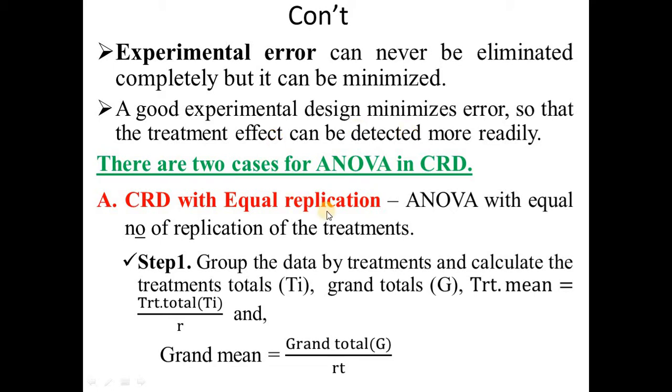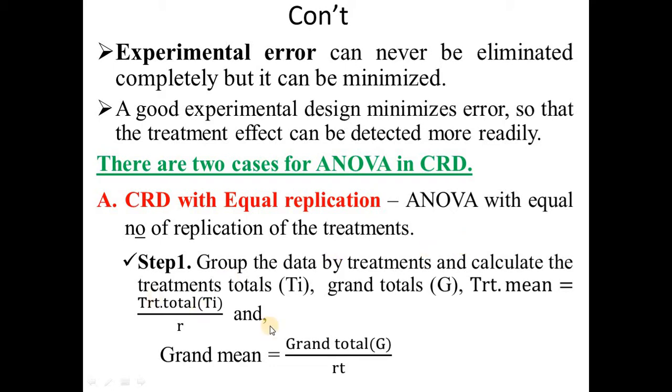And when we see the ANOVA in CRD, there are two cases: the CRD with equal replication with no missing value, and also another CRD with unequal replication or missing value. So in both cases we can conduct ANOVA. In case of CRD with equal replication, we have steps. The first step is grouping the data by treatments and calculating the treatment totals, the grand total, and also the treatment means and the grand mean.